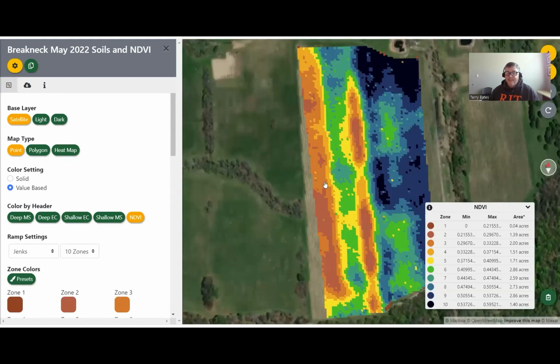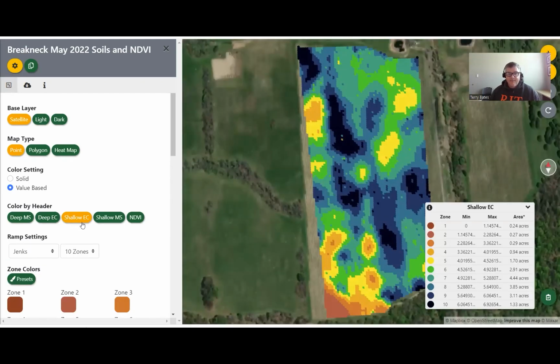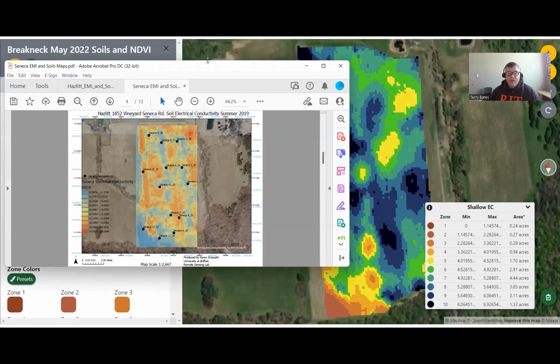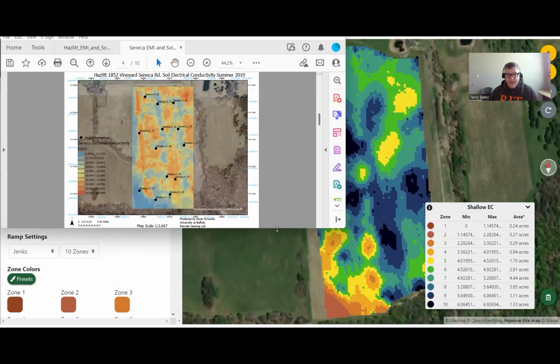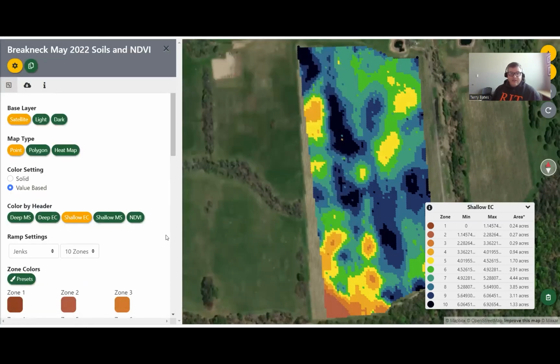We can definitely see that there's a variety difference in the NDVI, but there's also these patterns that we see in soil. So this soil EC map is, to me, very similar to the soil EC map that John sent that was done by the guys at UB. So that's good that they're similar because the soil doesn't change that much over time.